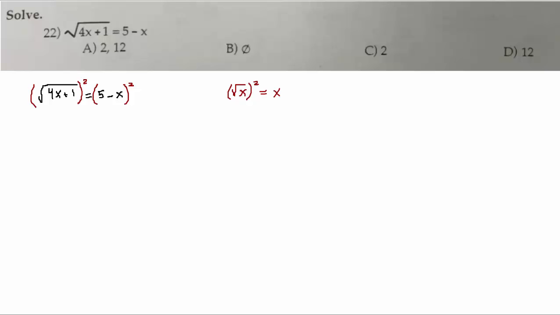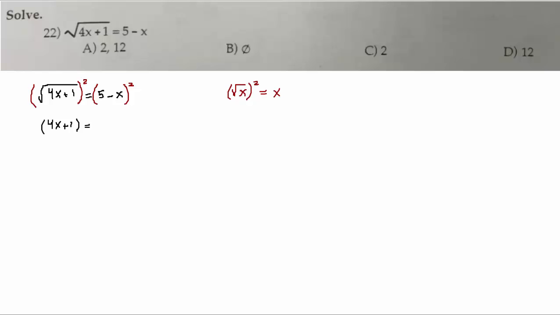So if I have square root of x, if I square that, then I would get x. So in this case, I would get 4x plus 1 on the left-hand side, and then I have to square the right-hand side. Okay, so on the left-hand side, I get 4x plus 1. Can somebody tell me what do I get when I square the right-hand side?